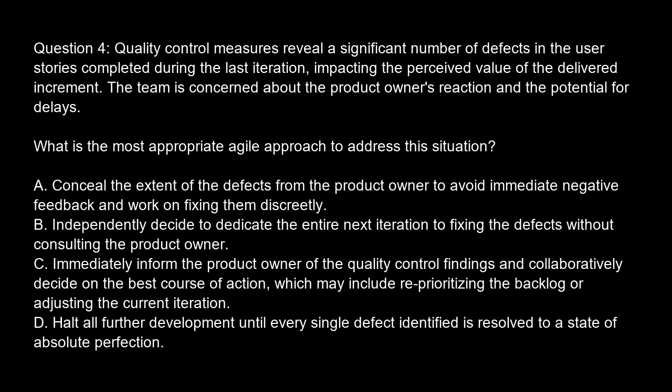Option A. Conceal the extent of the defects from the product owner to avoid immediate negative feedback and work on fixing them discreetly. Option B. Independently decide to dedicate the entire next iteration to fixing the defects without consulting the product owner. Option C. Immediately inform the product owner of the quality control findings and collaboratively decide on the best course of action, which may include reprioritizing the backlog or adjusting the current iteration. Option D. Halt all further development until every single defect identified is resolved to a state of absolute perfection.